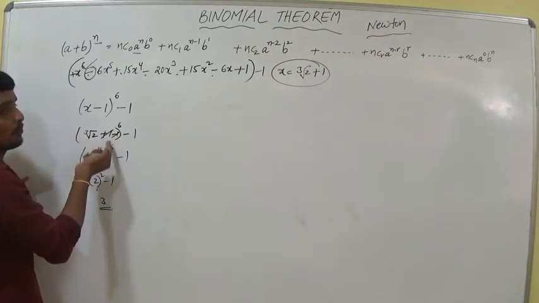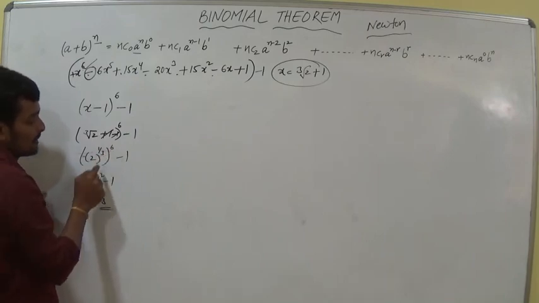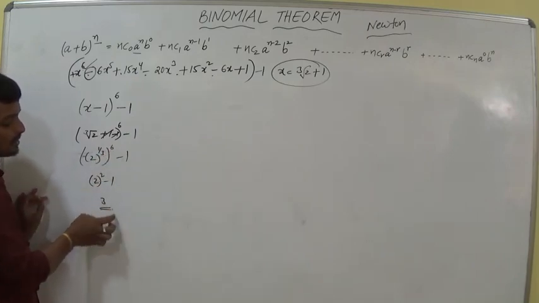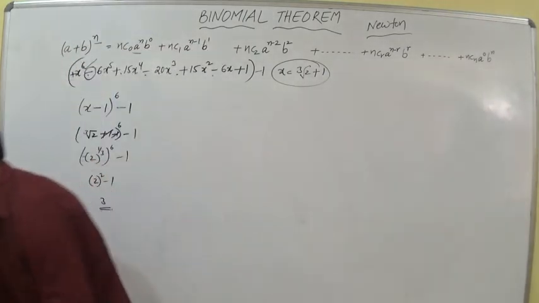Cube root 2 means 2 power 1 by 3. A power m whole power n: 6 by 3 gives 2, so 4 minus 3 is 3. This is the third problem in our textbook.